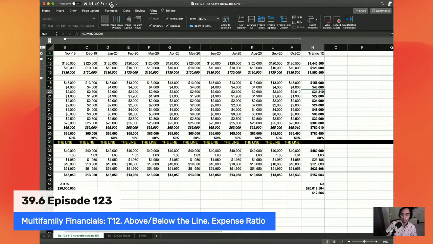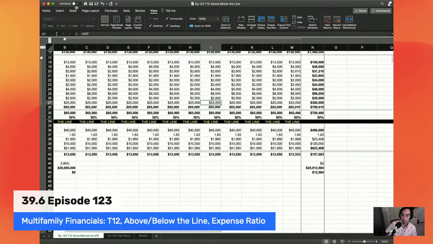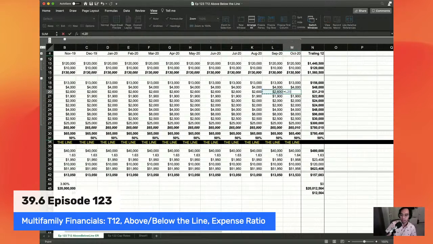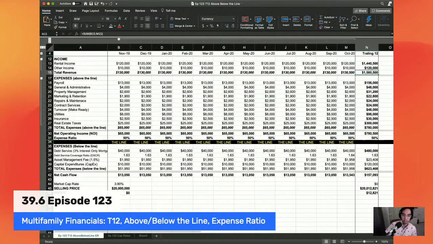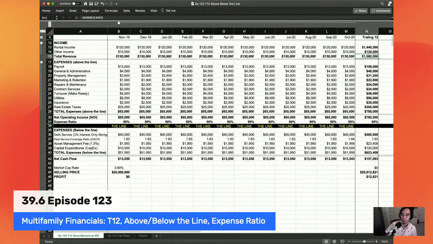So as I had mentioned earlier, you end up with a total of $780,000. There's a typo there. $780,000 of net operating income over the past 12 months. If you look at the top rows, you have your income, total revenue, $130,000 times 12 months gives you $1.56 million of total revenue over the course of the past year. $780,000 of expenses leaves you $780,000 of net operating income.